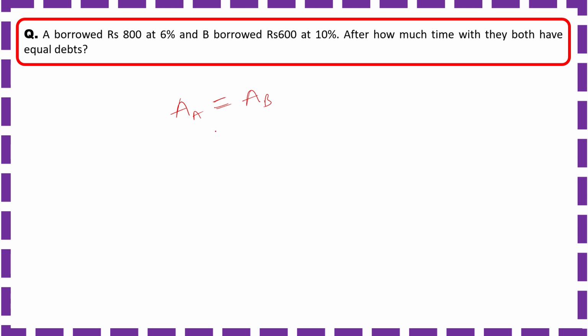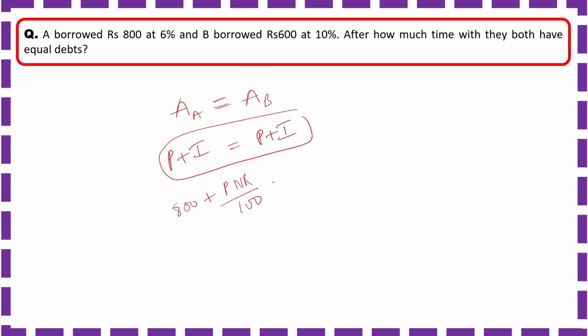This is the question. So we know amount is a combination of principal and interest, right? Principal and interest. So this is the equation: amount is equal to principal plus interest. So what is principal in the first case? It's 800, and as it is simple interest, interest is PNR by 100. And the principal in the second case is 600, plus interest is PNR by 100.